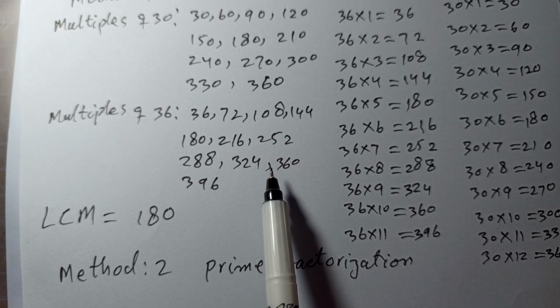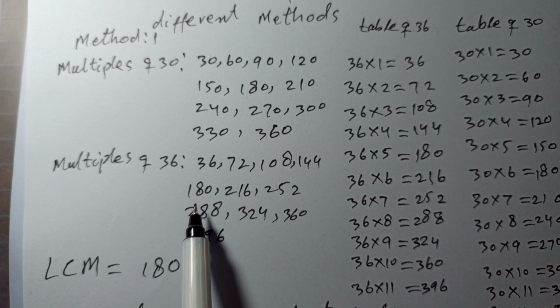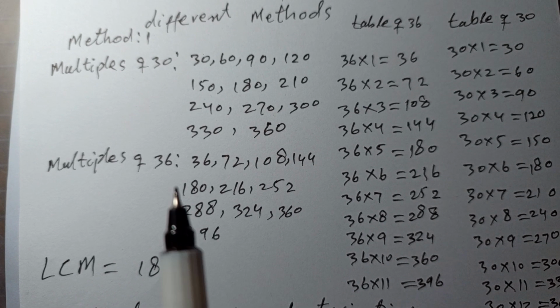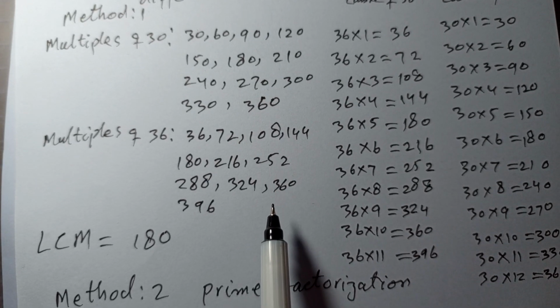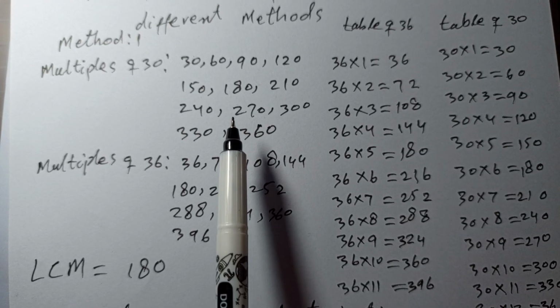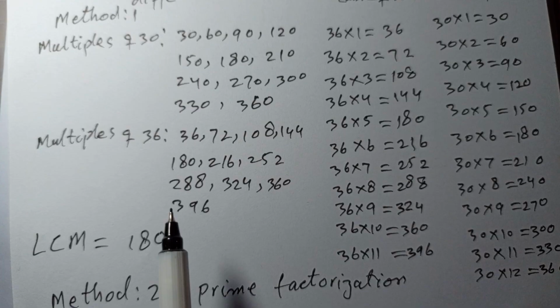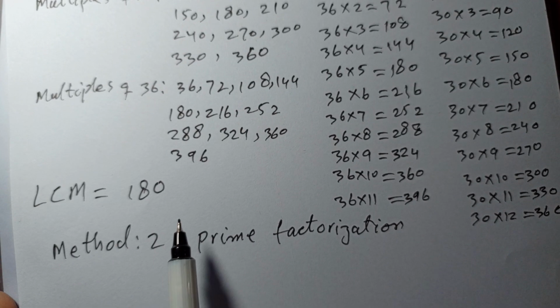360 is also common, but you see that 180 is lowest in both the tables while 360 is higher. So we will take the lower one, 180. So LCM will be 180.